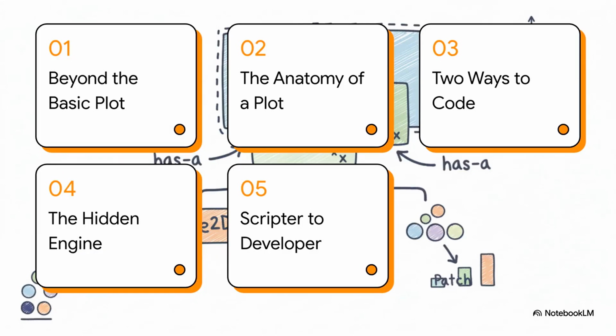So here's the game plan. First, we're going to look beyond that basic plot and dissect its anatomy. Then we'll get into the two different ways you can code this stuff up. After that, we'll uncover the hidden rendering engine, the source of so many headaches, trust me. And finally, we'll tie it all together to help you make that leap from scripter to developer.